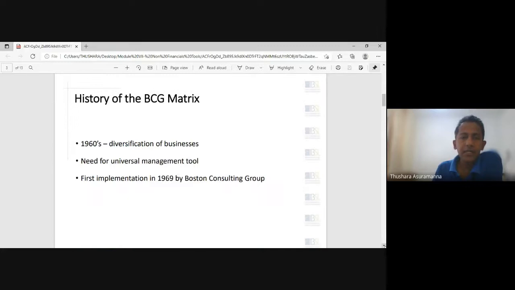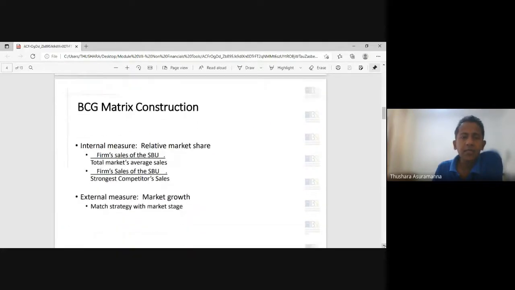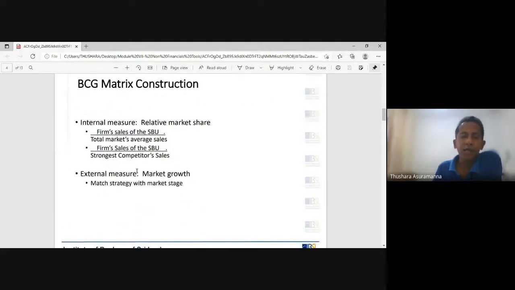History, you can just read out from the first slide. This is how it is constructed. Basically, internally and externally, they take two parameters: market share and market growth. Market share is the firm's sales against the total average sales of the market, so we'll say that's our market share. Or maybe firm sales as against the main competitor's share. Either way, this is the market share that we arrive at.